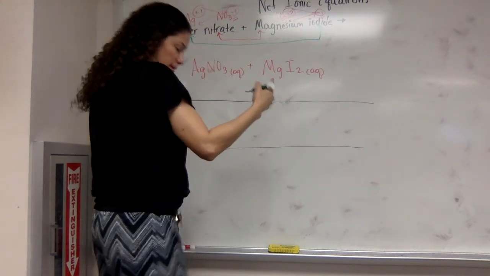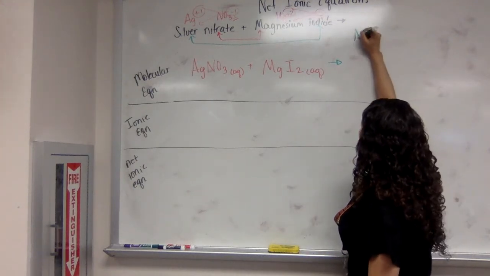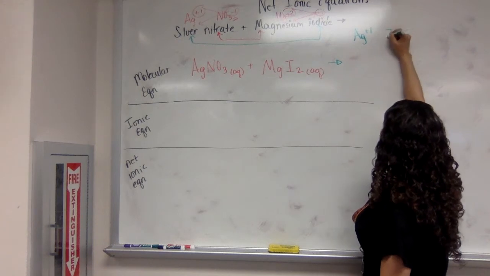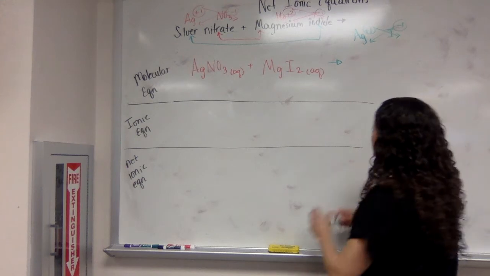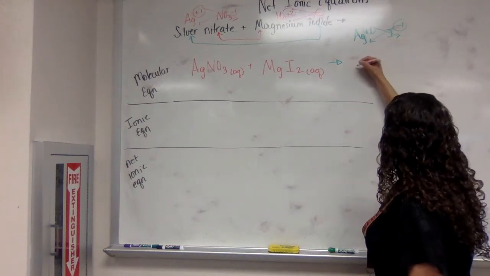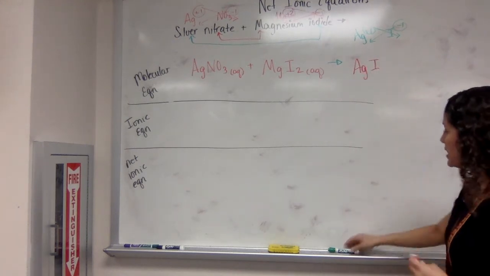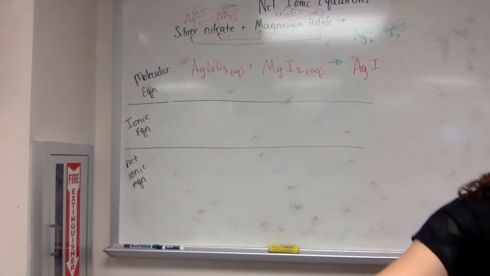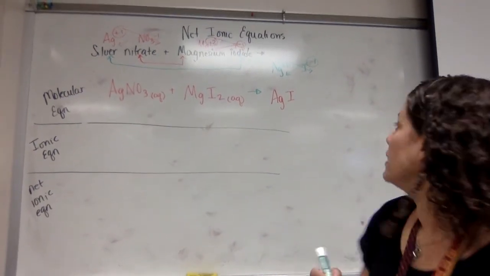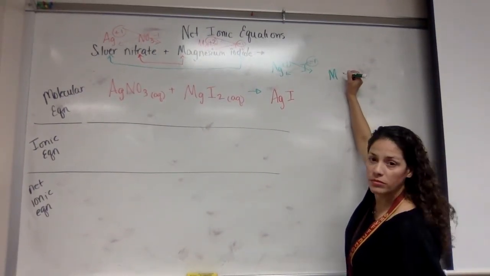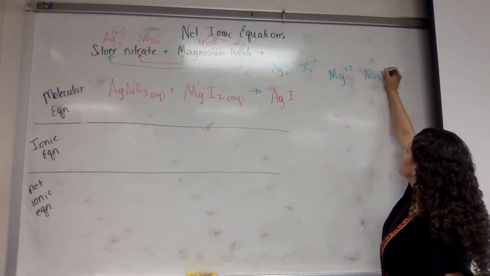So all I'm going to do is rewrite them over here to form its compound. So I have Ag with a +1 charge, and I have iodine with a -1 charge. When these guys crisscross, I'm going to form AgI. Well, the next one is going to be magnesium and nitrate. So I'm going to have Mg with a +2 charge, and I'm going to have nitrate with a -1 charge.